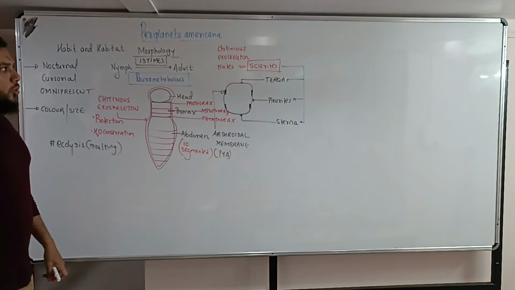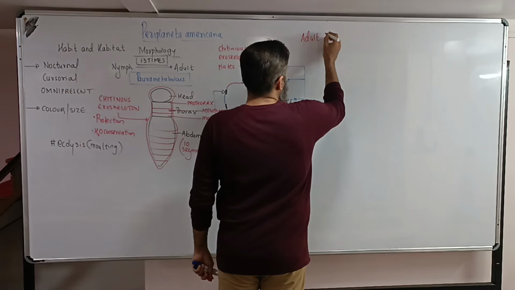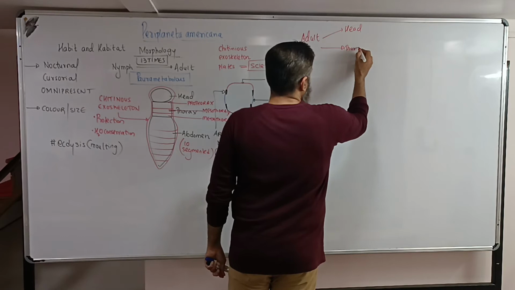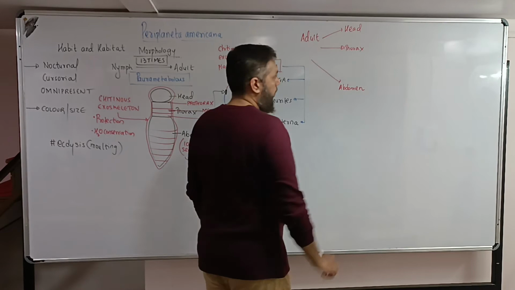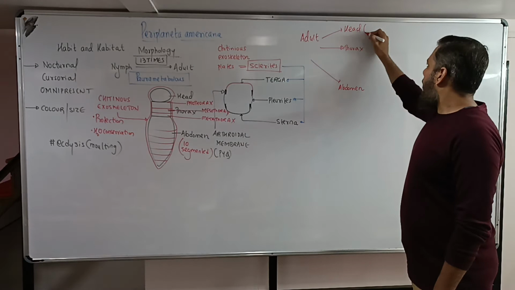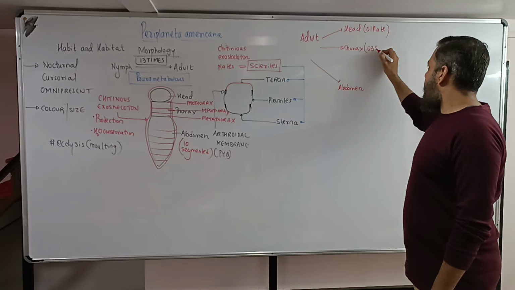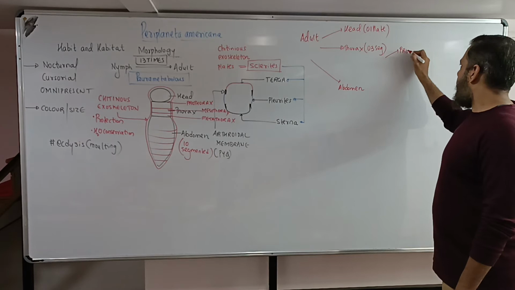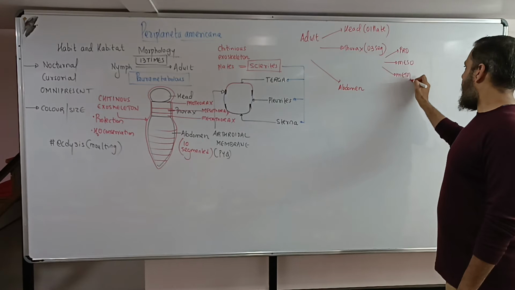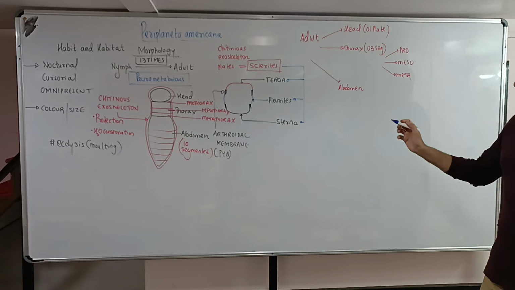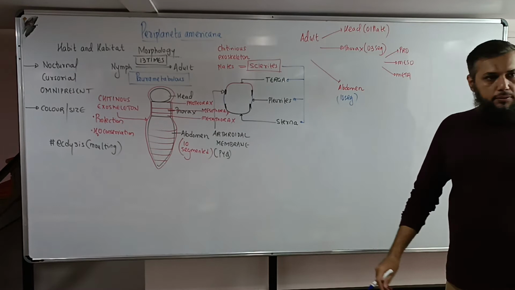So in an adult cockroach, you have a head, then a thorax, and an abdomen. Okay? The head has one large head plate. Thorax has got how many segments? Three segments, which are called pro, meso, and meta. Okay. The abdomen is how many segmented? Ten. Okay.